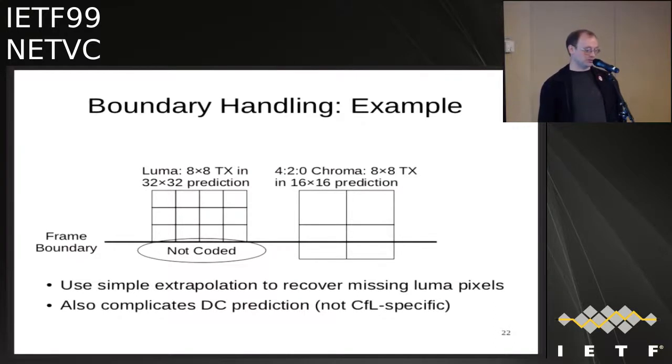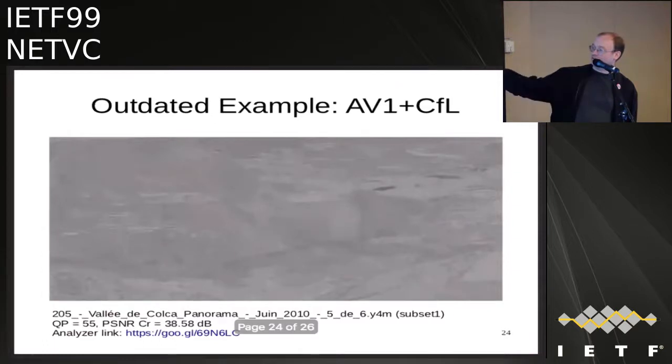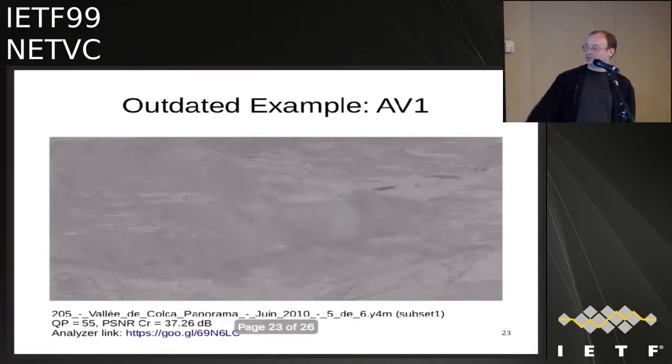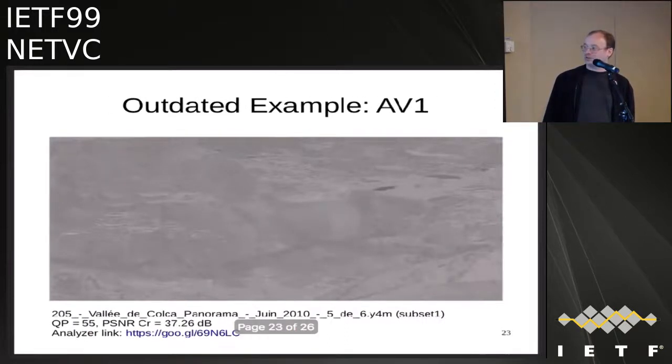So I've included these nice outdated example images. These are about a month old. So they're not that outdated, but things have changed since they were generated. So this is current AV1. And the next slide is when we add CFL. And I don't know if you can see that basically we just get a huge amount of additional detail. So I think this is just the chroma red plane. And it's over 1 dB of improved PSNR.